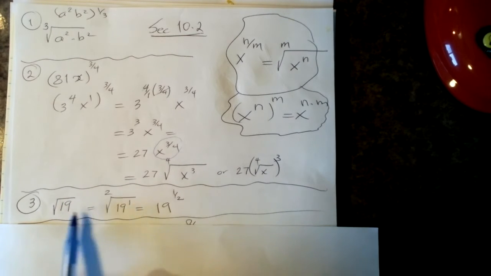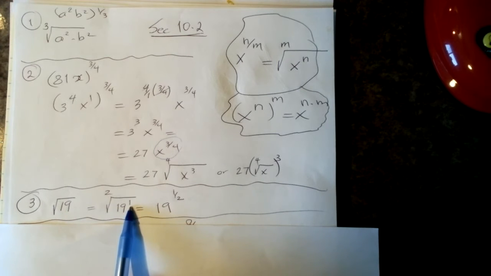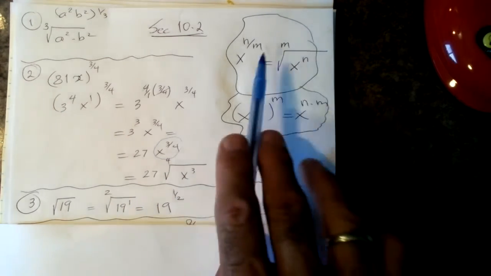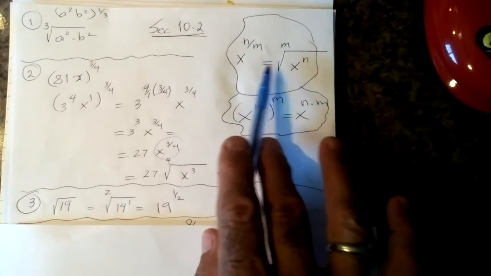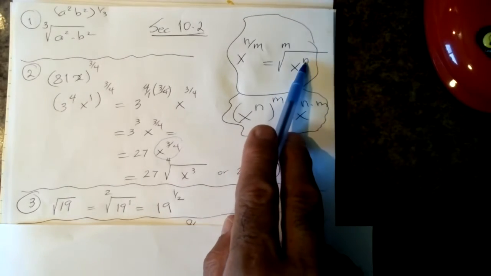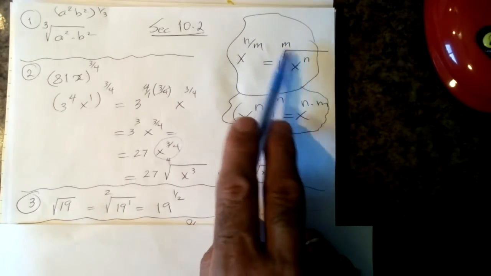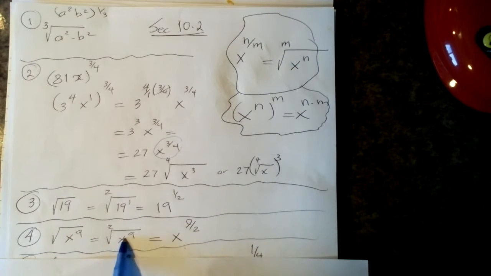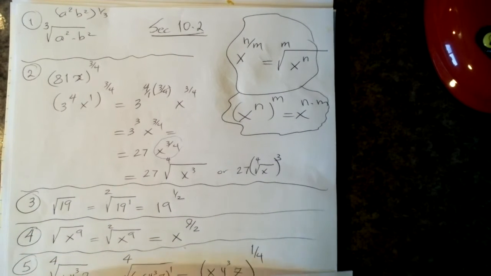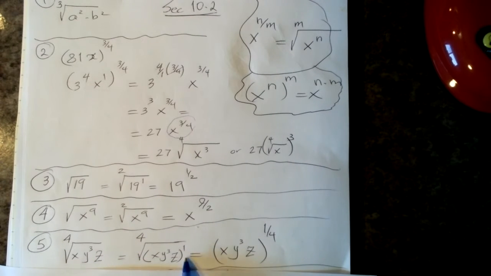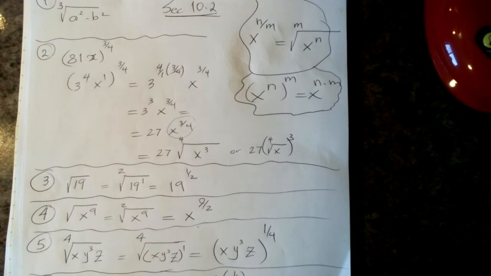So what's the power of 19? There is no power written, so it's 1. If I want to convert radical to exponent, that's how you do it. You write a base, in this case 19. You take the n divided by m, n over m. So it would be 1 over 2. Same thing here. The whole thing is to the power of 1, so it's 1 over 4.